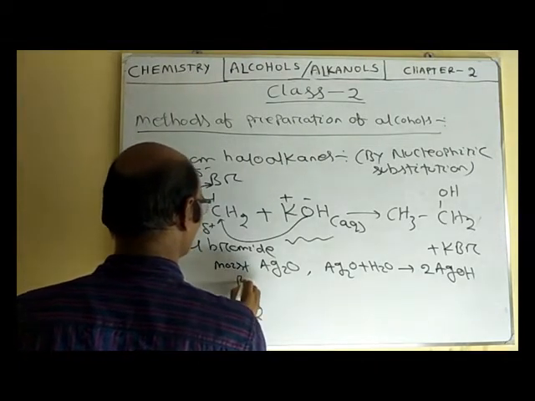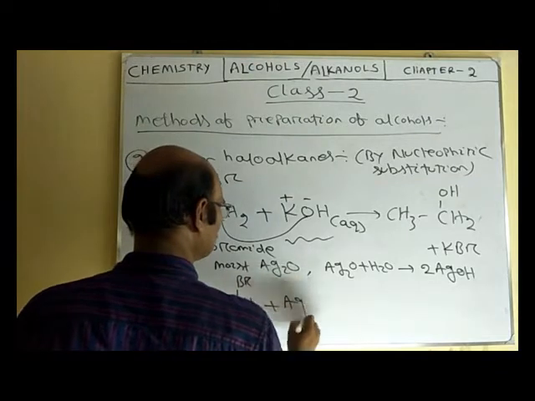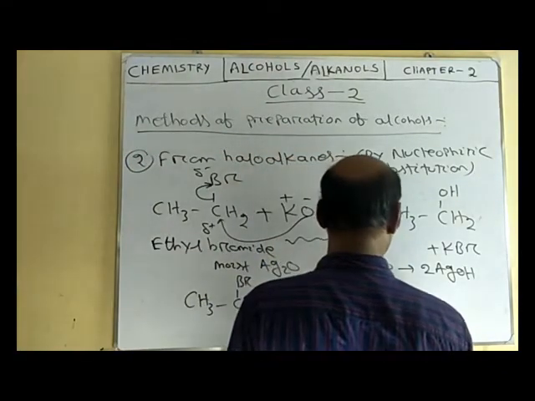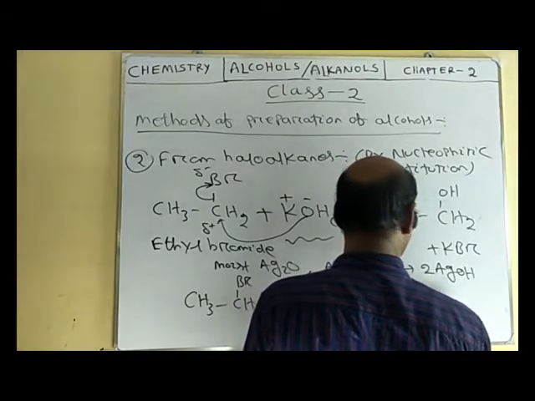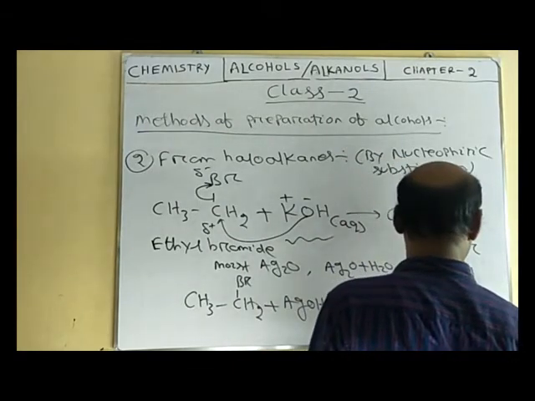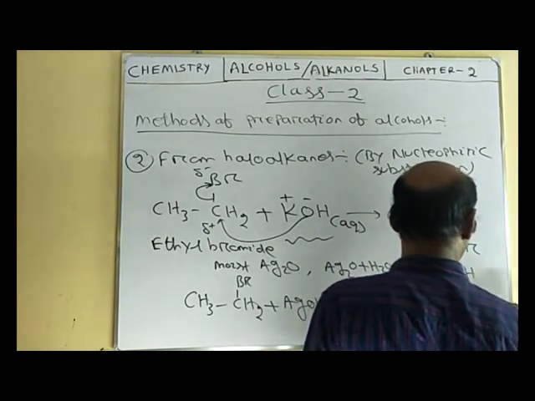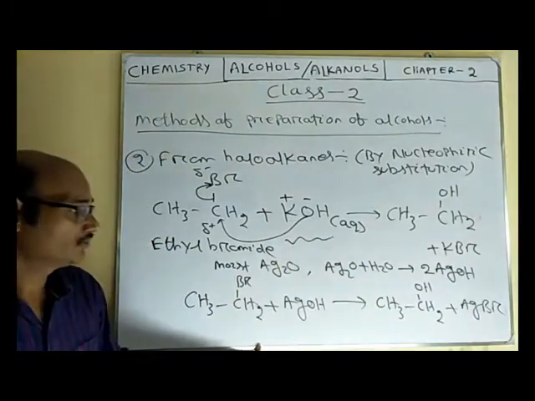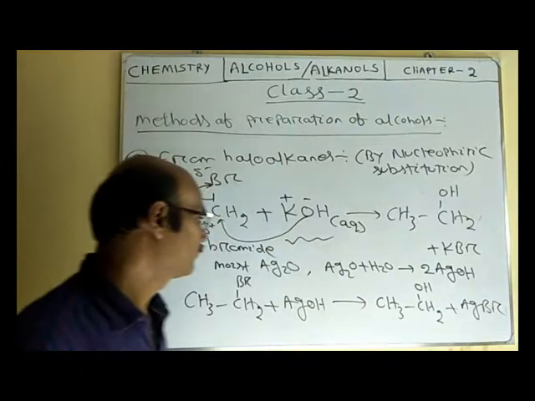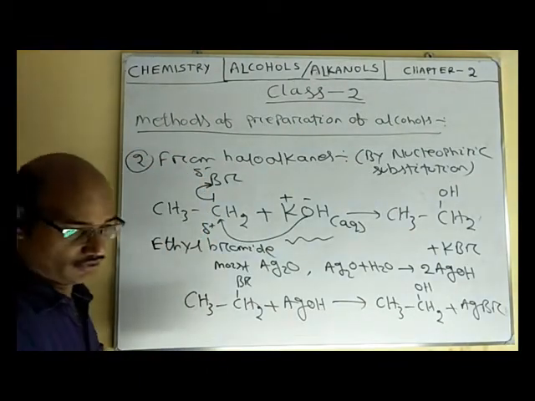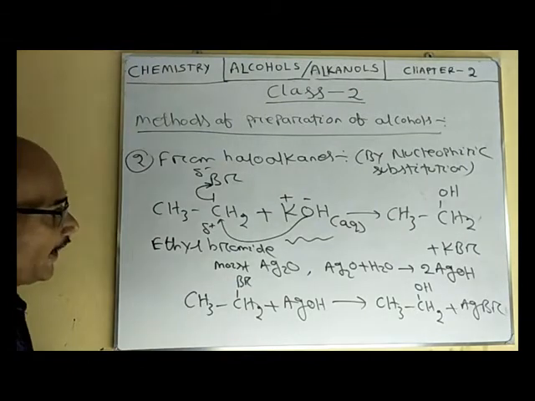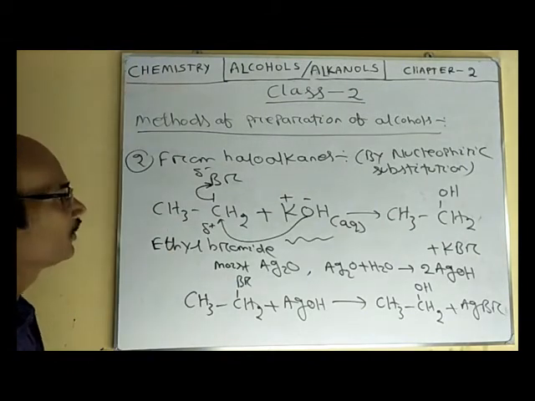Now, when you take CH3CH2Br plus AgOH, okay? We will get CH3CH2OH plus HBr. So here in this case, there is no chance of getting the alkenes. Okay? This is how you can prepare the alcohols from the haloalkanes.